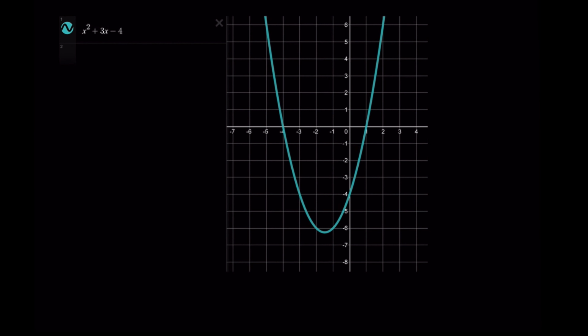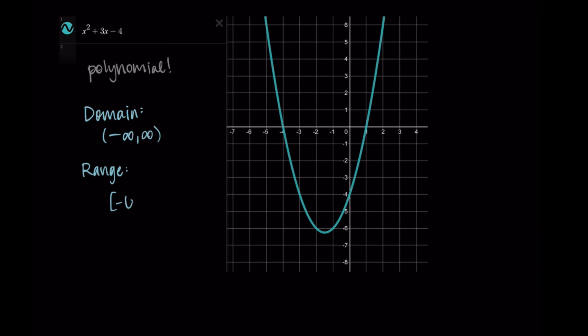So let's look at the graph. We should be familiar with this one. As x squared plus 3x minus 4, this is a quadratic, which is a type of polynomial. It has a domain of all real numbers, and here we're seeing the range is everything from about negative 6.25 up to infinity. So as we look at other examples, you'll notice that they look different from this shape, but this is just one of our possibilities for a polynomial function.